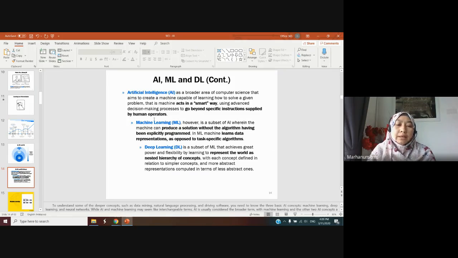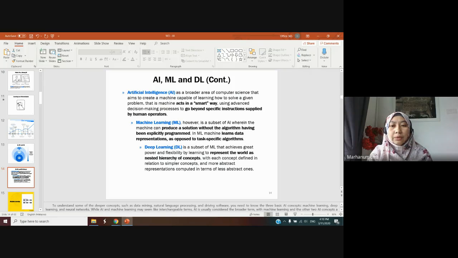And then machine learning, however, is a subset of AI wherein the machine can produce a solution without the algorithm having been explicitly programmed. No specific algorithm needed, because the machine learns from the data. So machine learning learns data representation as opposed to task-specific algorithms. It goes beyond. And then deep learning is a subset of machine learning that achieves great power and flexibility by learning to represent the world as a nested hierarchy of concepts, with each concept defined in relation to simpler concepts, and more abstract representations computed in terms of less abstract ones.